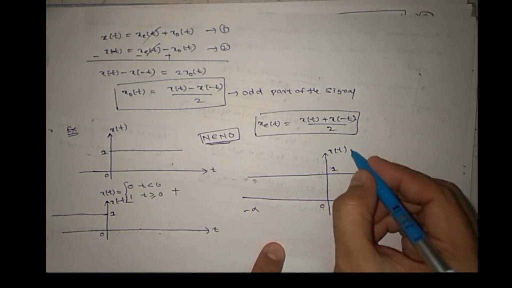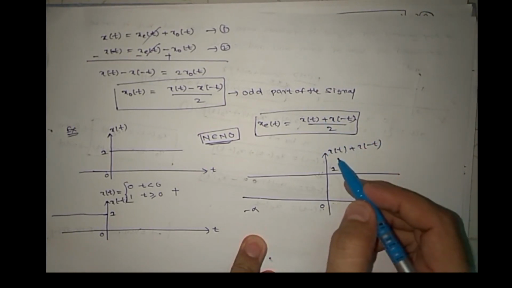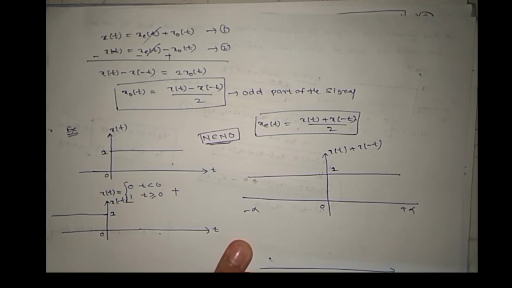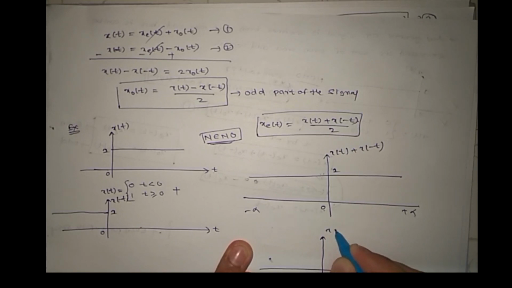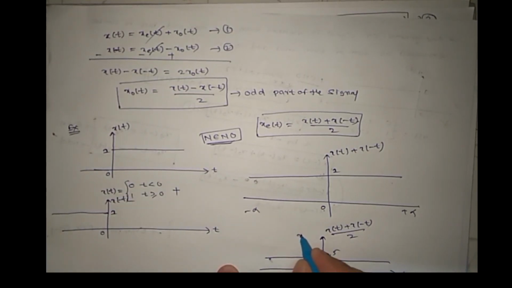Now this is the x of t plus x of minus t signal. We need to divide this signal by 2, the amplitude. So 1 divided by 2 is 1 by 2. So x of t plus x of minus t by 2, if you do this, what will we get? Yes, 0.5. So this is the even part hidden in this signal. In this signal, the even part is this signal. This is x even of t. Understood?